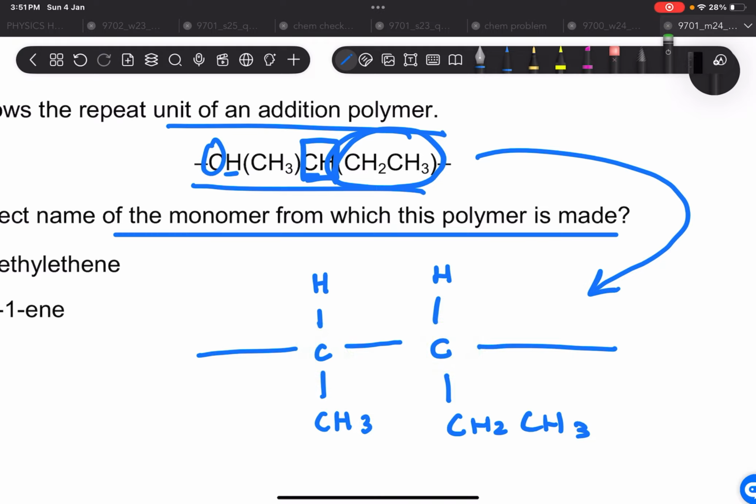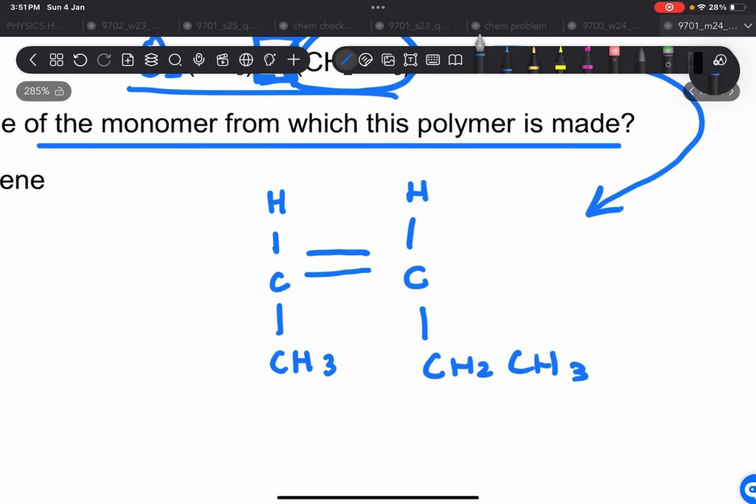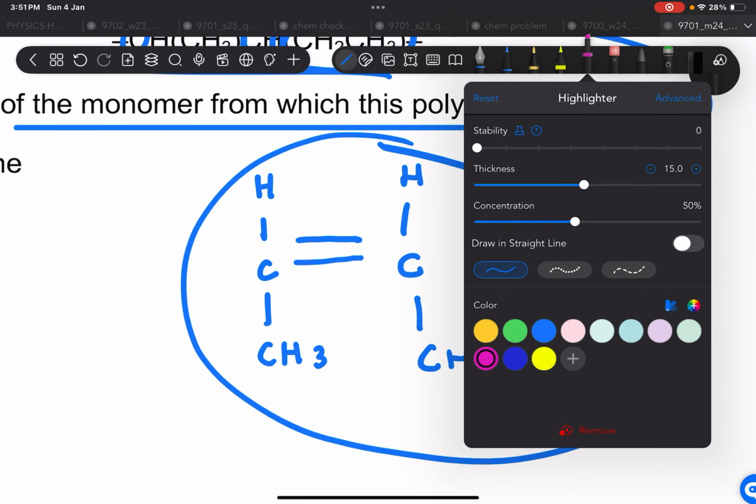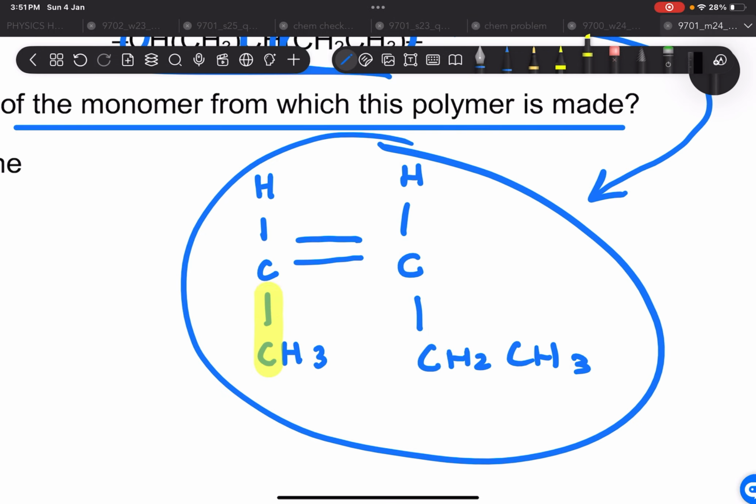So now, in order to identify the monomer from which it's made, we need to make the double bond again. So what are we going to do? We're simply going to erase these extension bonds and draw a double bond here, right? This is the monomer that we use. Now we need to name this monomer. How are we going to name it? Select the longest carbon chain. I start from here like this, and this. So that's my longest carbon chain.